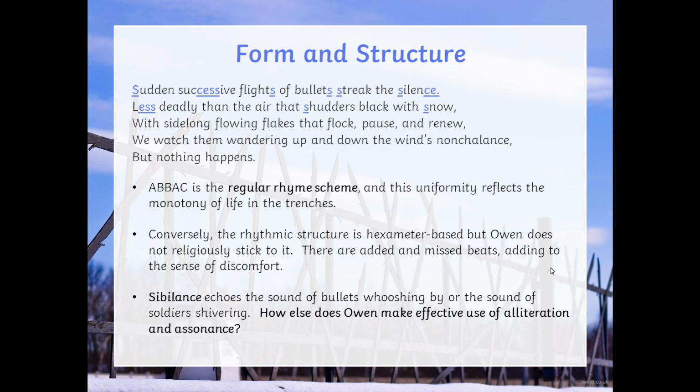Now, on the other hand, the rhythmic structure is hexameter based. Owen does not religiously stick to it. So think, if there's a certain number of syllables in each line, why would he then not stick to it religiously if there's supposed to be a certain number? So sometimes there are missed beats and sometimes there are added beats, which kind of add to the sense of discomfort and sense that something's not right here.